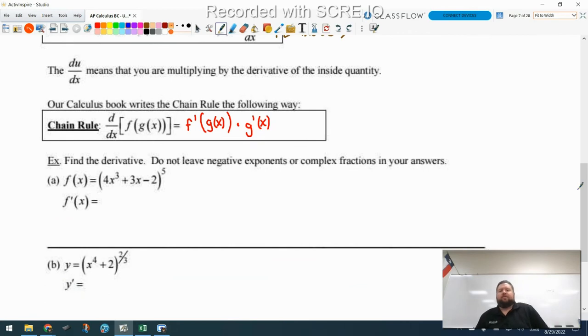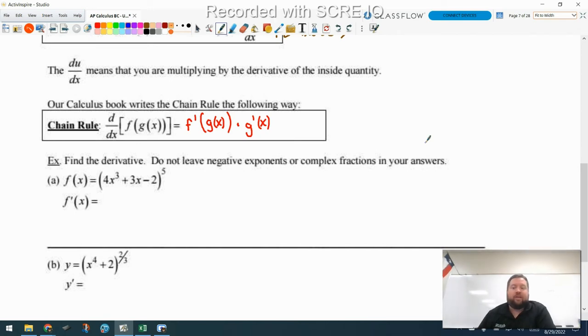All right, find the derivative. Don't leave negative exponents or complex fractions in your answer. Okay, so this problem, we could do it without the chain rule, but you would have to multiply this together 5 times, which would produce an extremely long polynomial, which you would then have to take the derivative of every single term. Okay, that is not a good way to do this.